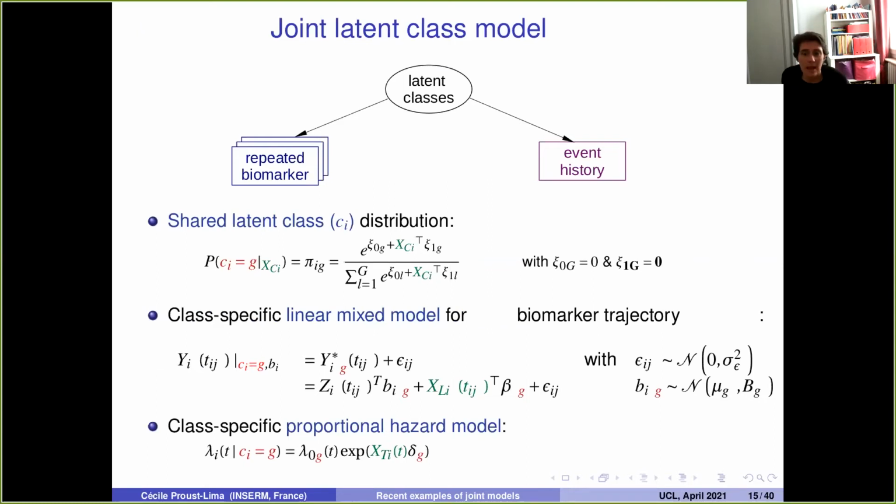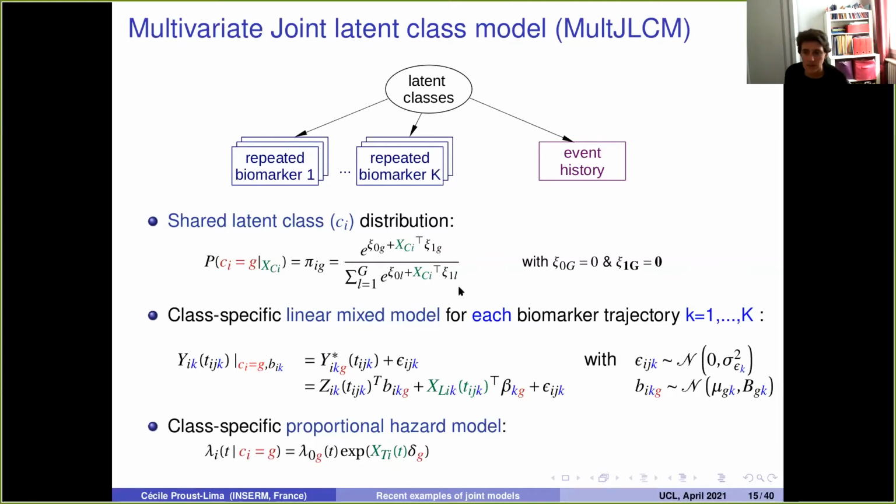So if I want to extend the joint latent class model to take into account the multivariate repeated biomarkers, well, this is very easy. This is the exact same slide as previously, where I had only one biomarker. Well, the only change when I have multiple biomarkers is just that I will have a linear mixed model now for each biomarker. That's all. And so instead of having one linear mixed model specific to each latent class, I will have capital K linear mixed models with parameters that will be different from one biomarker to the other.